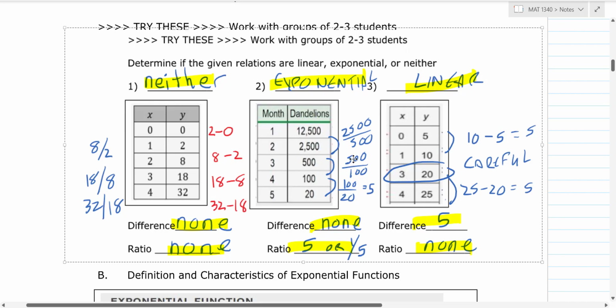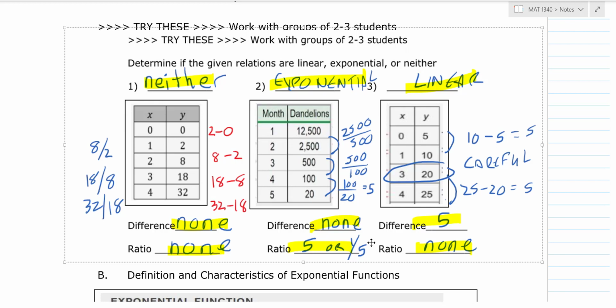But the ratios are the same. So you just always get 5. Or if you did it backwards, if you did like 20 over 100, you would get 1/5. So their common ratio is always just going to be something or the reciprocal. Okay, that's what happens on that.